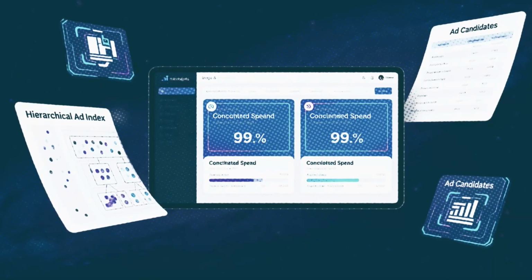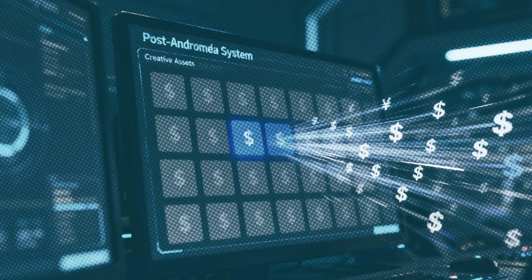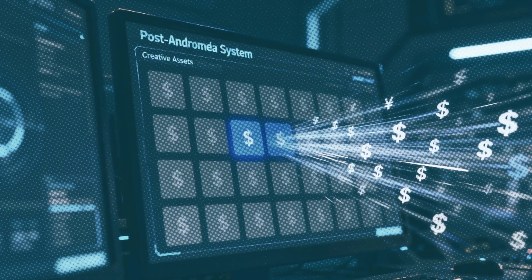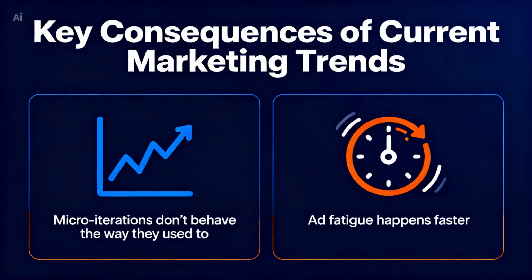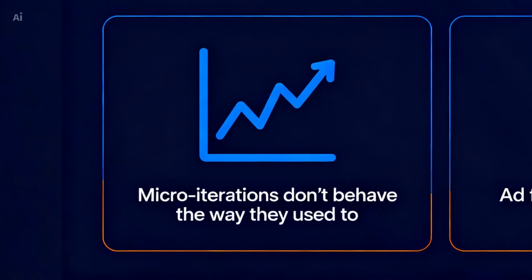Post Andromeda, the system moves aggressively. It identifies what it believes is the strongest creative signal early and pushes budget toward it rapidly. Instead of evenly distributing spend across variations, it concentrates spend on one or two assets almost immediately. This has two major consequences. First, micro iterations don't behave the way they used to. If you upload 10 slightly different ads, you're not guaranteed meaningful delivery across all 10. The system may pick one or two and starve the rest before they even gather statistically useful data.